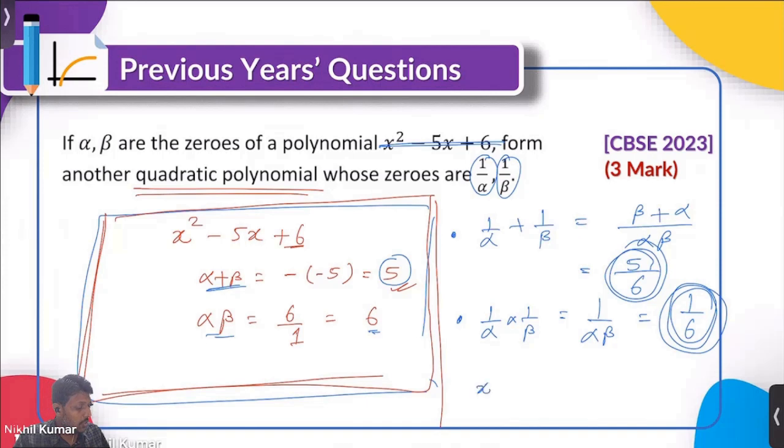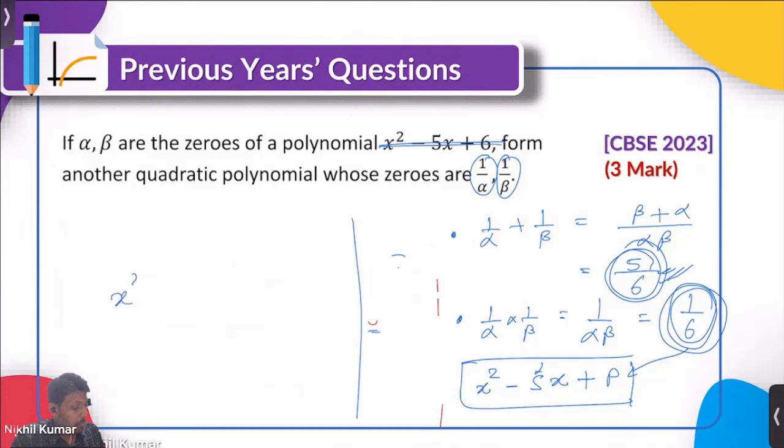It's going to be x square minus the sum of roots of this polynomial times x plus the product. This will give you the answer. Instead of s, you put 5 by 6. Instead of p, you put 1 by 6. So what would be the final answer?